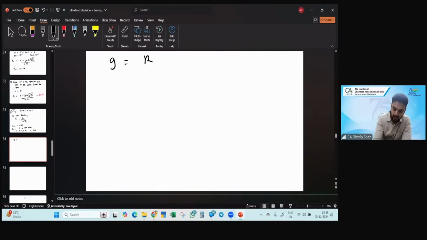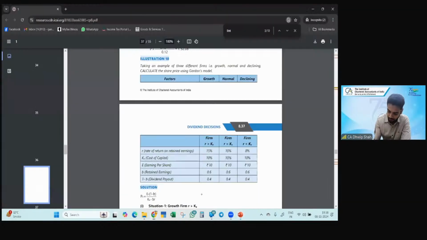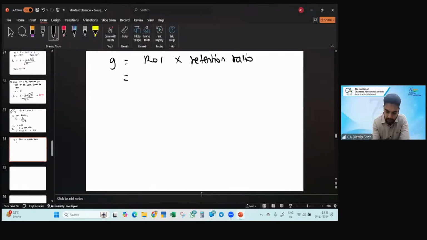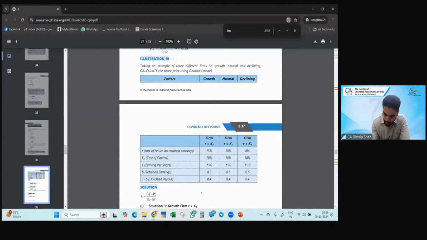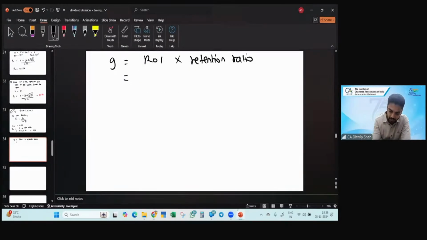G is nothing but ROI multiplied by retention ratio. ROI is how much? ROI is 15% and retention ratio. Can you see retained earnings? This 0.6 is nothing but retention ratio. If dividend paid is 0.4, then 0.6 would be retention ratio. 15 into 0.6. Yes or no? 9%.